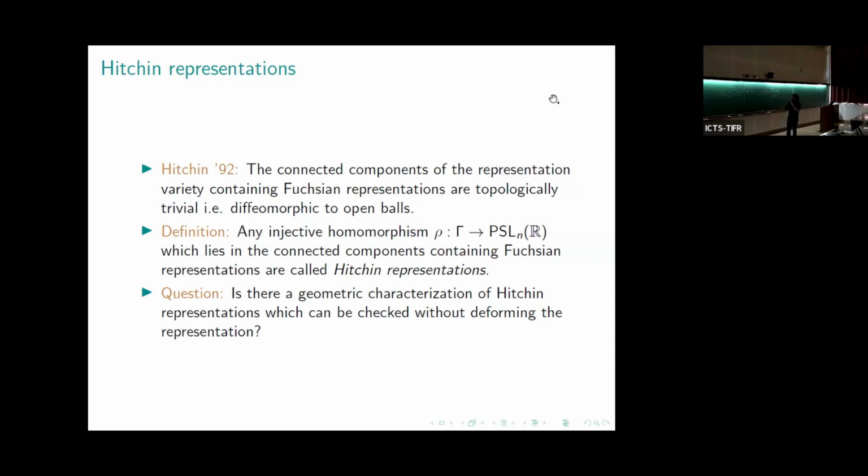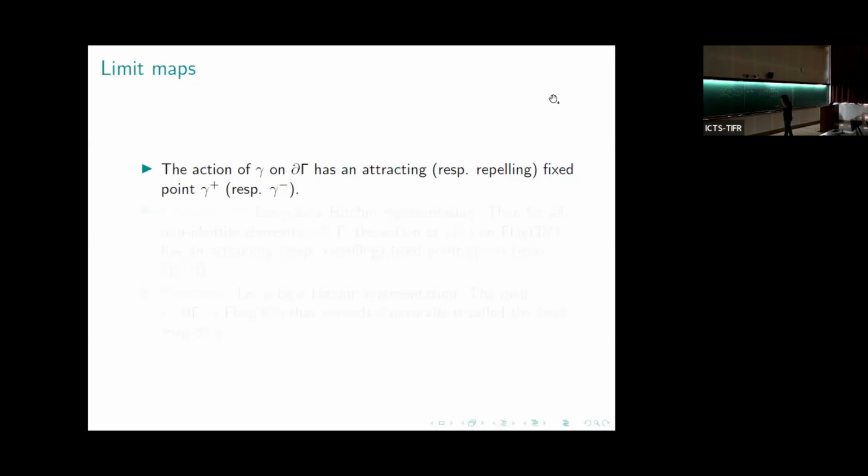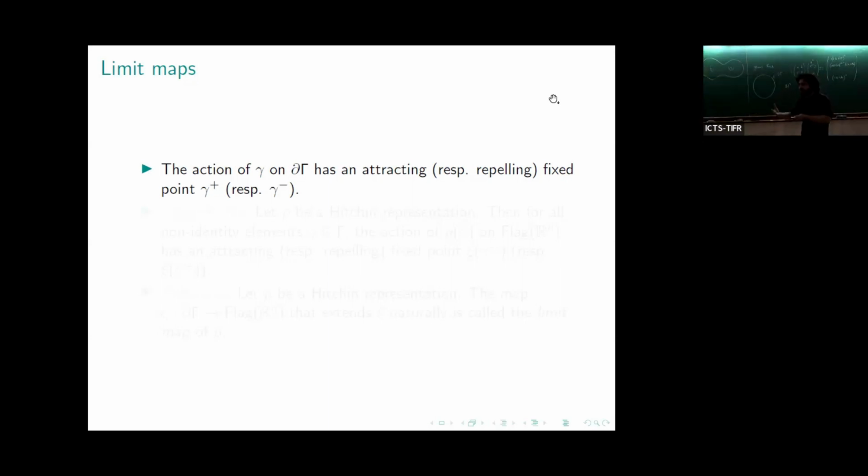To give a characterization of such a nature, I have to introduce a few notions. So let gamma be an element of that group and let the boundary of gamma be the Gromov boundary of the group gamma. In the case that we are working with here, you can think of it as the boundary of H2, the disk. But one could give an independent construction starting only from the group, considering words and defining distance on them. And the action of gamma on the boundary of gamma has an attracting fixed point and a repelling fixed point.